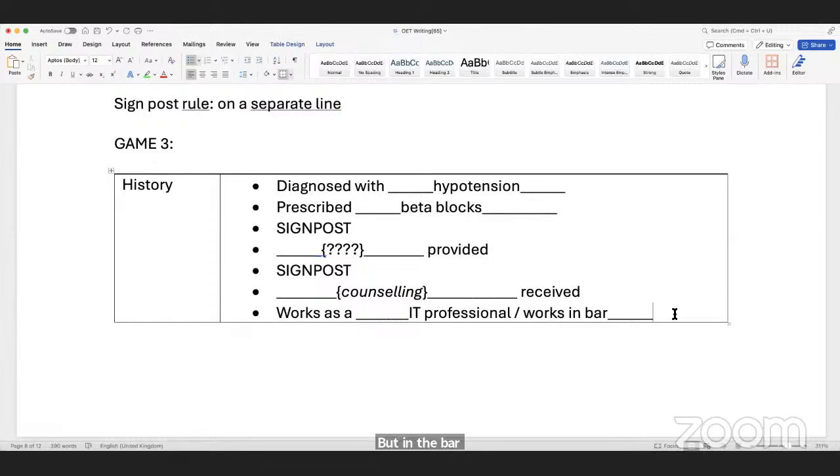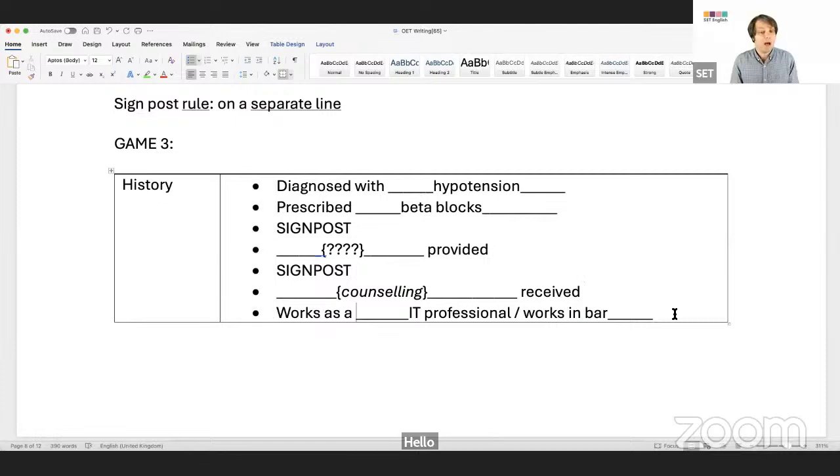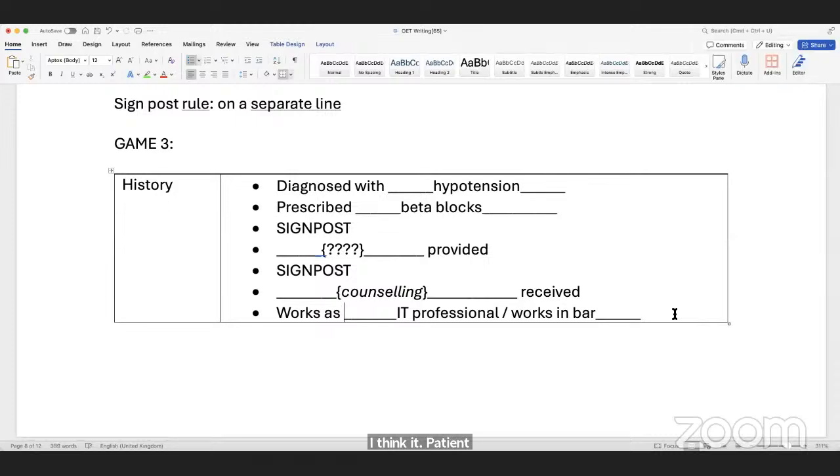We have an article at the beginning of the sentence, so it will be IT professional. Okay, well, let's say this is gone. Not now, because you could say a barman, I suppose. What about now, if I delete "a"? Mainly he works as IT professional, so I would choose this because there is no question.